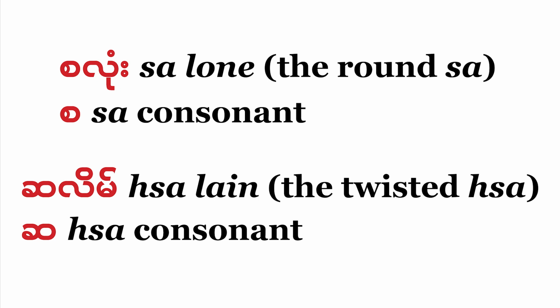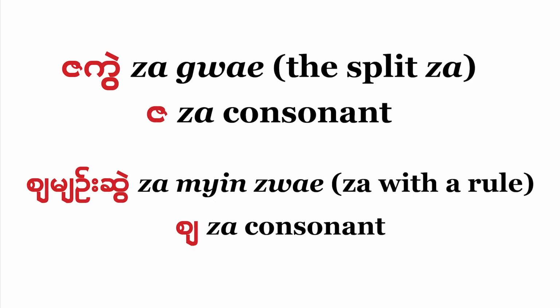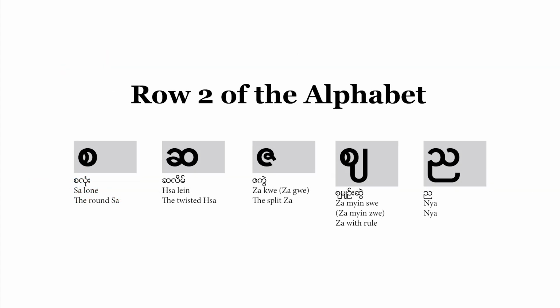Now let's move on to the next two letters. This is zagwe, meaning za with a little split. And the next one is zamienzwe, or za with a rule. You see how the formal names of these letters also describe their shapes? The round sa, the twisted sa, and so on. Zagwe and zamienzwe have the same consonant sound. Z, by the way, is just like the English Z, but they are actually used to spell different words.